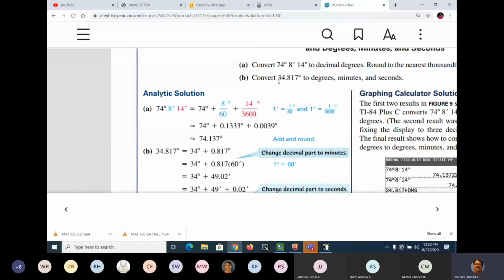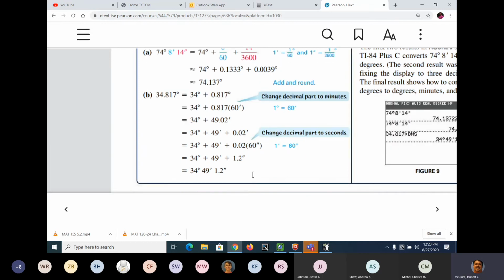Now here's how you change the other one. This is the one you use the most because you have to convert 34.817 degrees to minutes and seconds. And this is how you do it. You set the 34 off to the side. Then you multiply the 0.817 times 60. Then you shave that off, and whatever's left, you multiply by 60. And that's it.